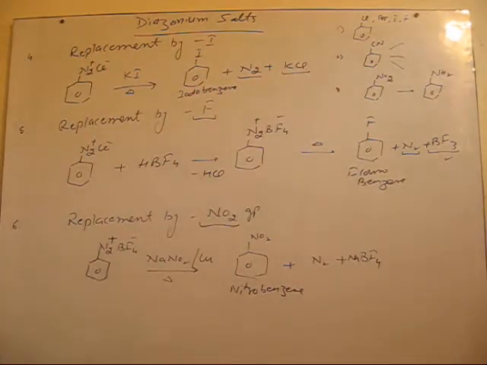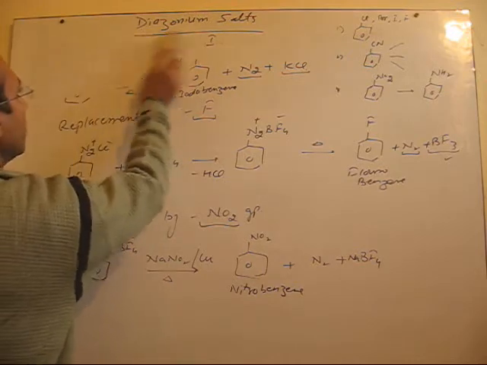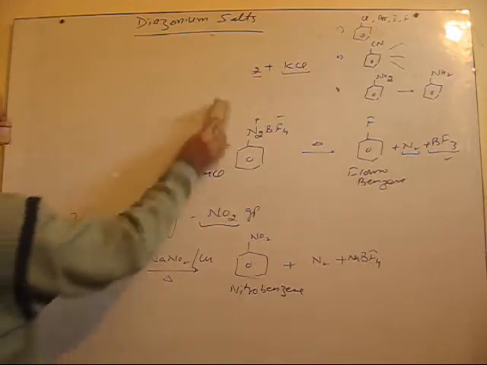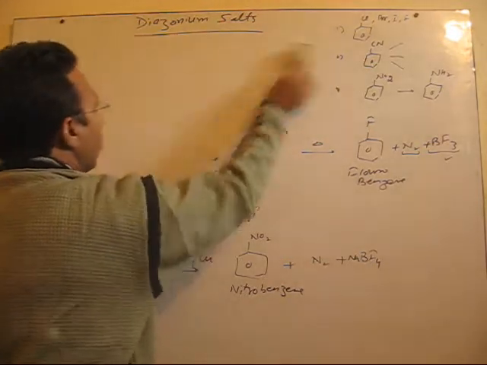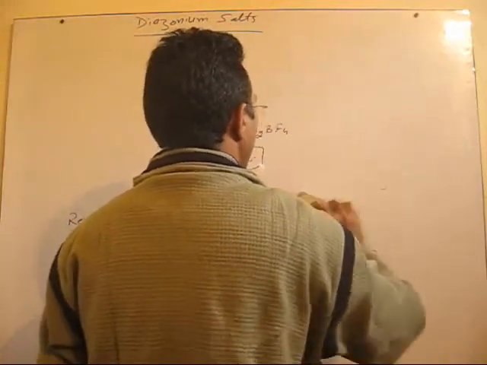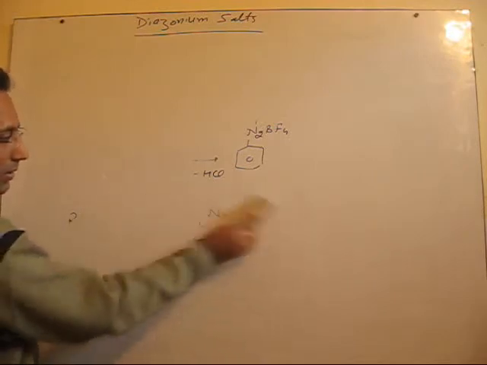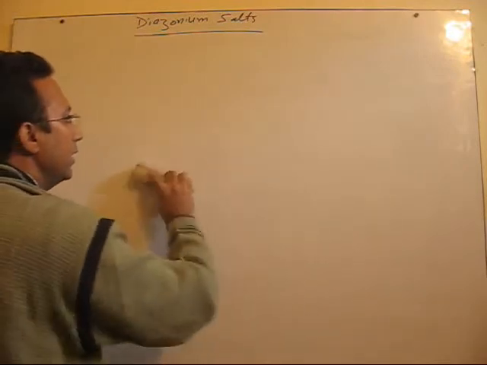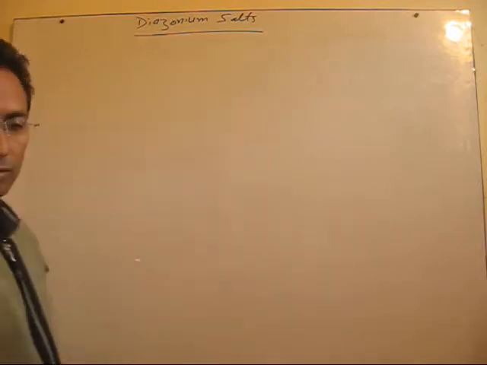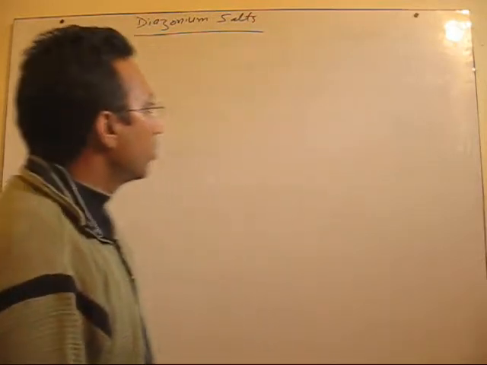All these reactions were common in the sense that in all of them there is replacement of nitrogen by some other atom or group of atoms, and all these reactions take place as a result of heating diazonium salts. We know diazonium salts are unstable, so they easily lose the stable molecule of nitrogen, which can be easily substituted by some other atom or group of atoms.